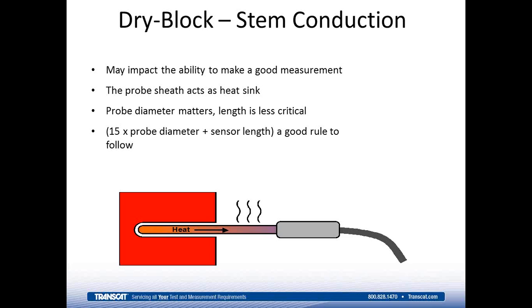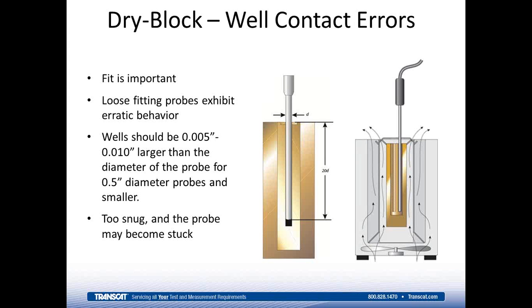One question that I get quite often is, I have met the 15 times the probe diameter plus the sensor length requirement, but my probe still has 10 inches of sheath or metal material hanging out of the dry well. Does that extra length have an impact? And the answer is no. As long as you're following that rule, it doesn't really matter how much metal is out there. If you imagine it, by the time you get a few inches from the heat source, it's going to have to get to ambient, so it really doesn't have much of a factor on it.